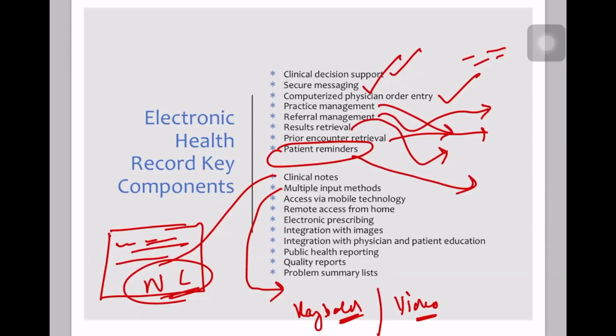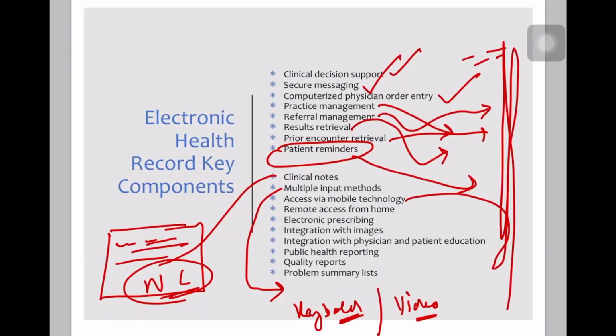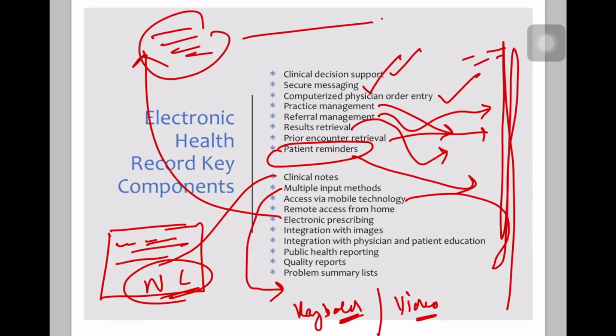Access via mobile technology: all these modules are now available through a cell phone as well. Remote access from home, and electronic prescription. This module helps the doctors write the prescription electronically, which is sent electronically to your pharmacy. Integration with the physician and patient education, public health reporting, quality reports, and problem summary list.